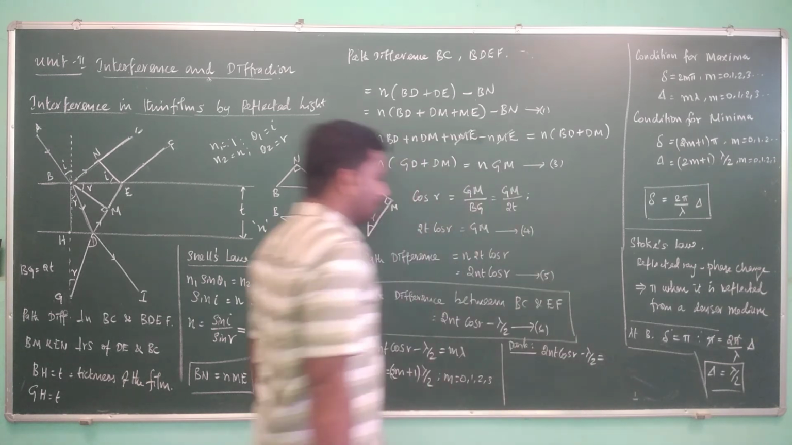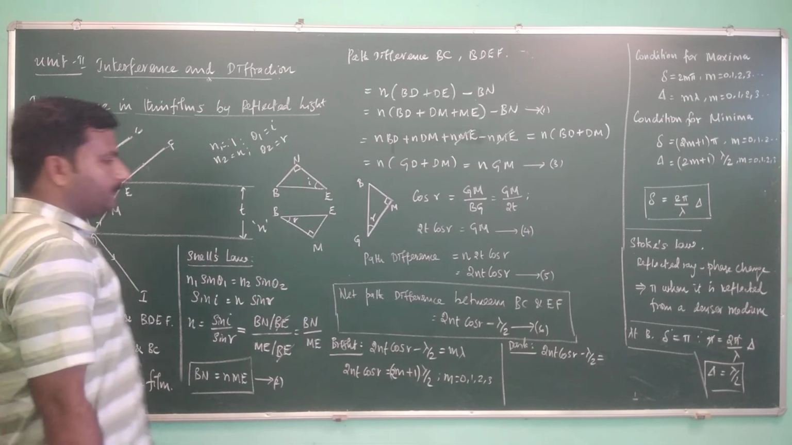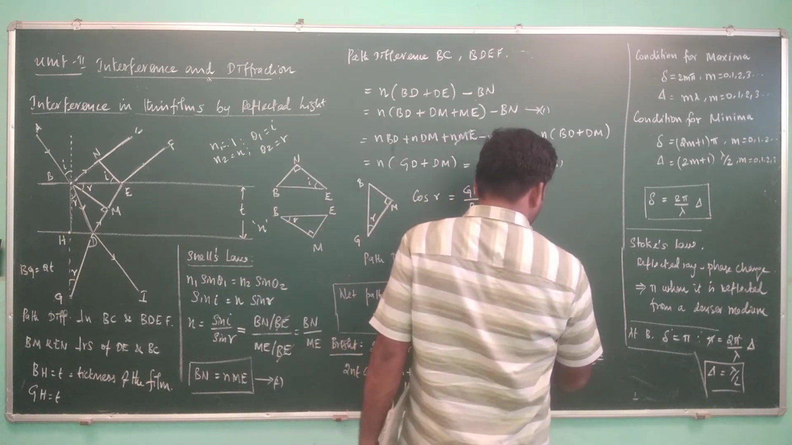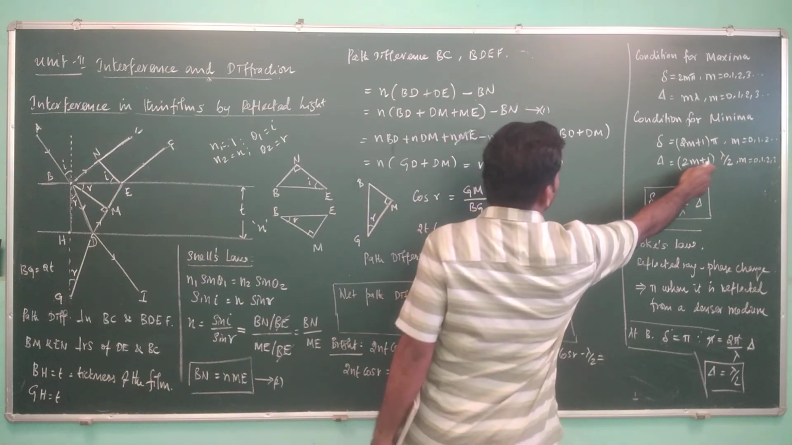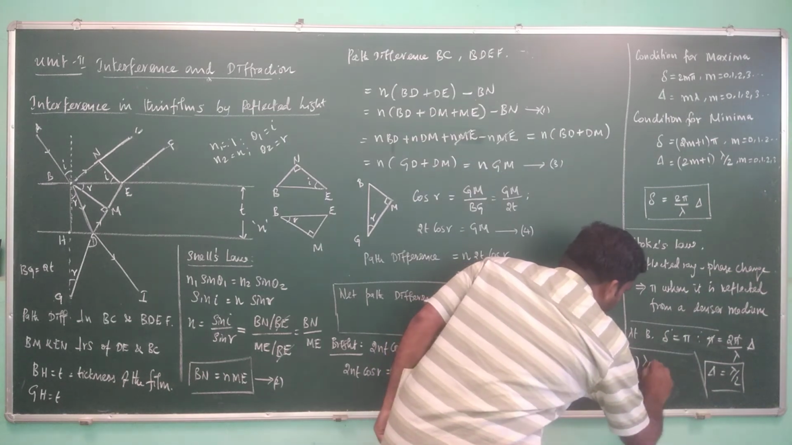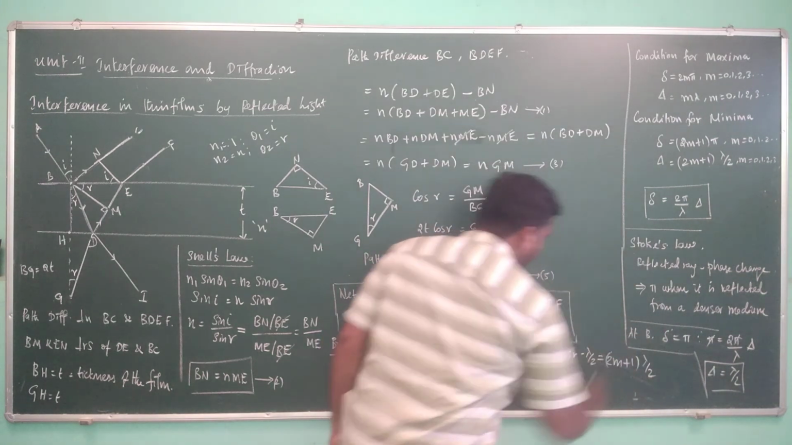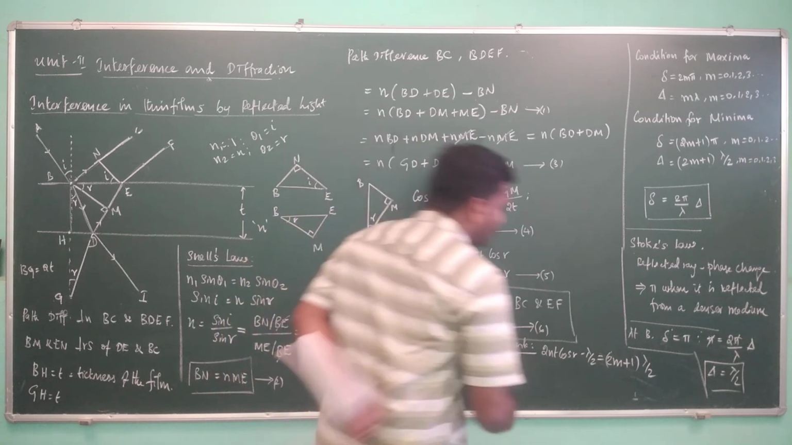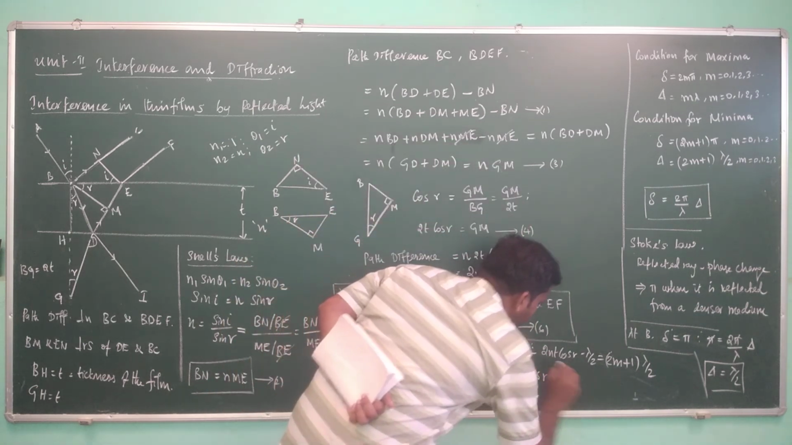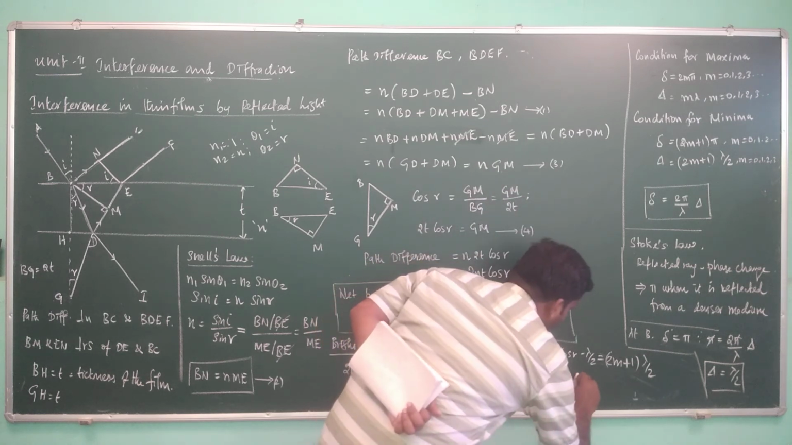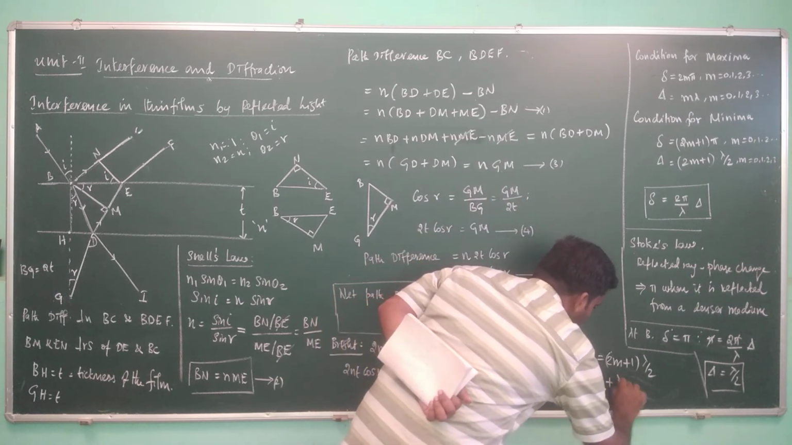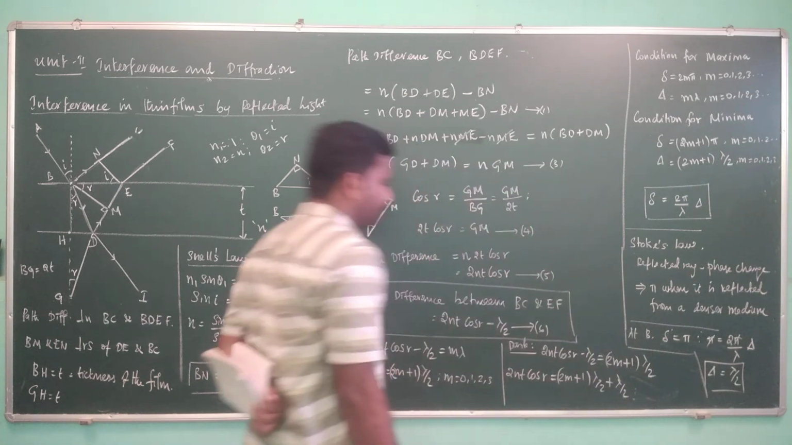Now, if you want the film to appear dark, then it should satisfy 2nt cos r minus lambda by 2 equal to 2m plus 1 lambda by 2. If you bring this lambda by 2 to the right-hand side, 2nt cos r is equal to 2m plus 1 lambda by 2 plus lambda by 2.